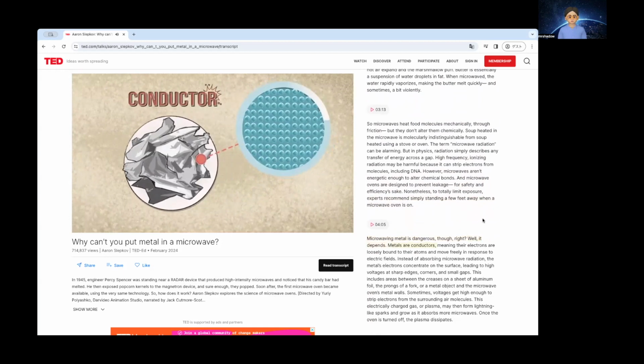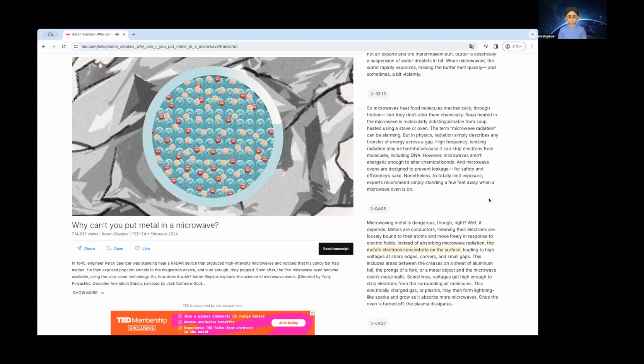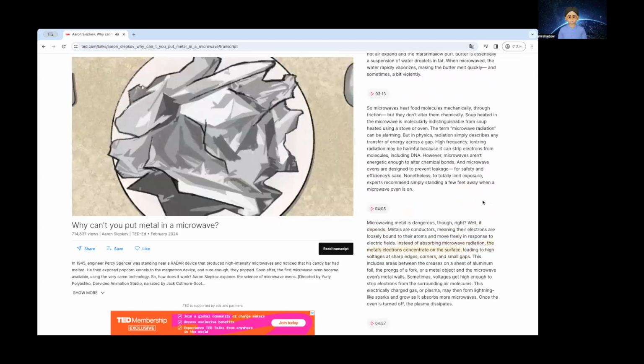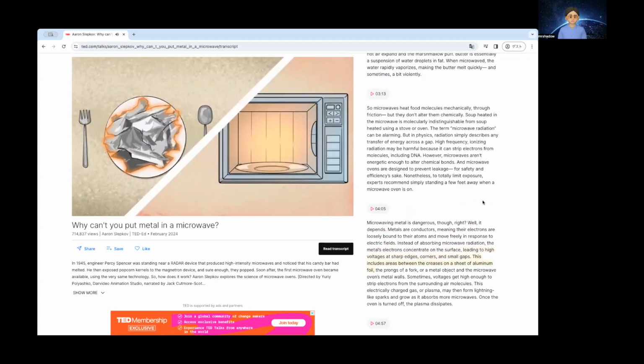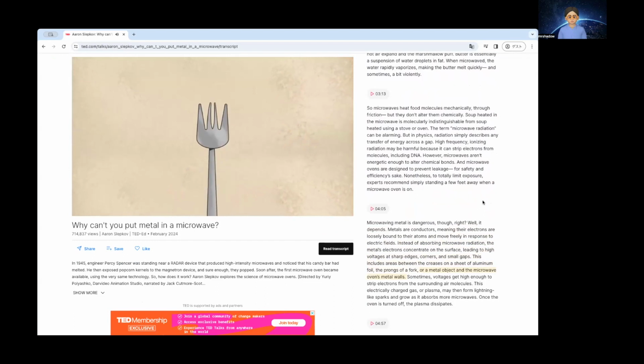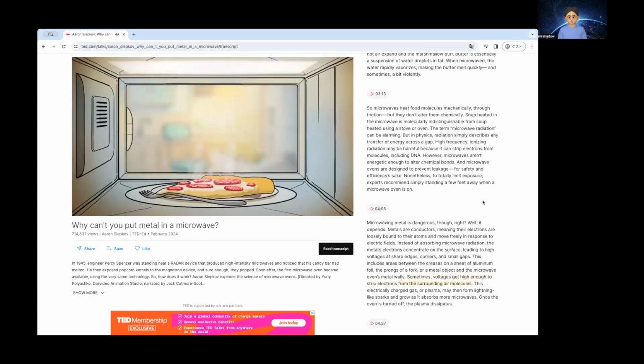Well, it depends. Metals are conductors, meaning the electrons are loosely bound to the atoms and move freely in response to electric fields. Instead of absorbing microwave radiation, the metal's electrons concentrate on the surface, leading to high voltages at sharp edges, corners, and small gaps. This includes areas between the creases of crumpled aluminum foil, the prongs of a fork, and the metal objects and microwave oven's metal walls. Sometimes voltages get high enough to strip electrons from the surrounding air molecules.